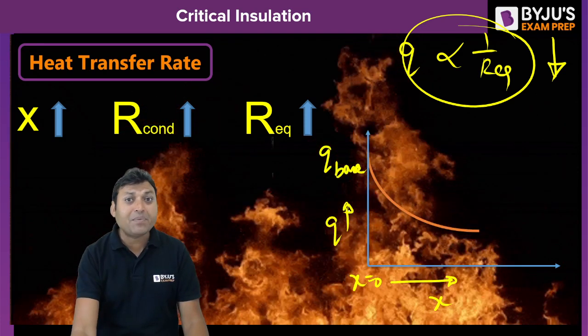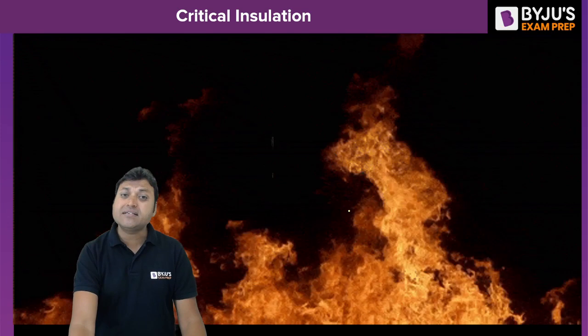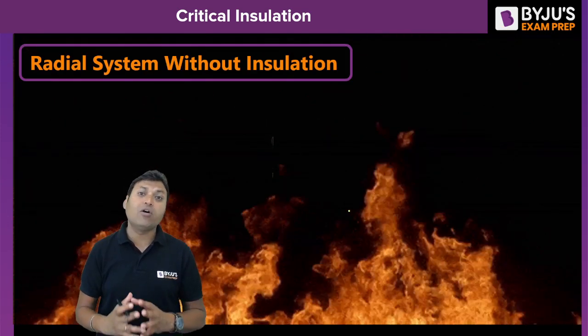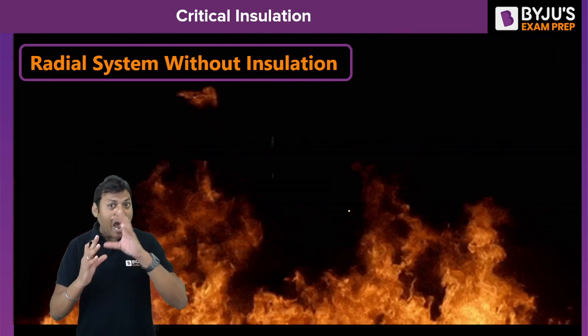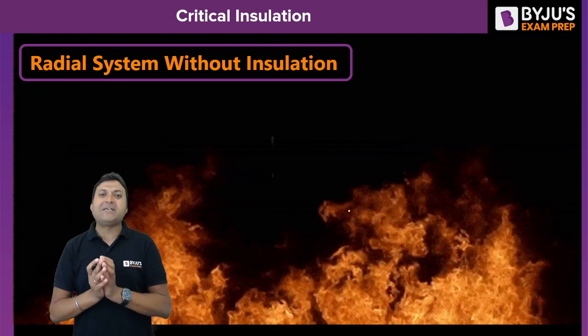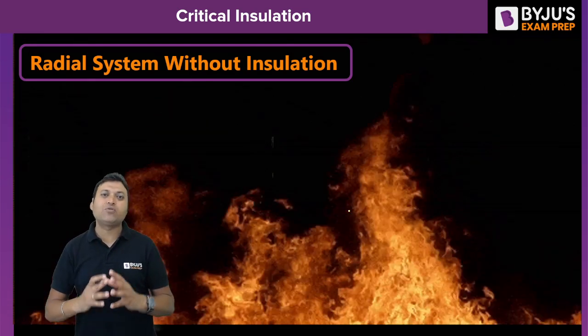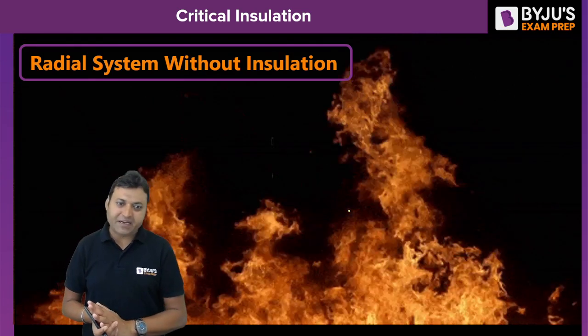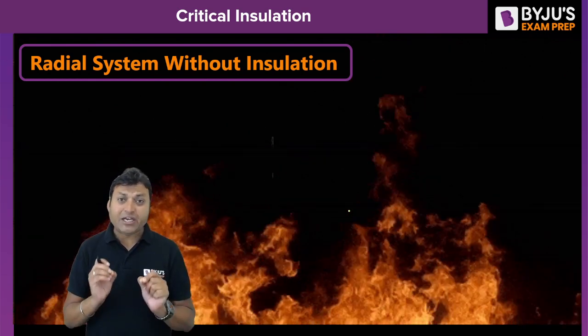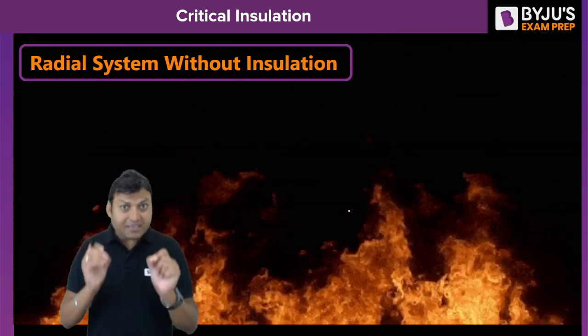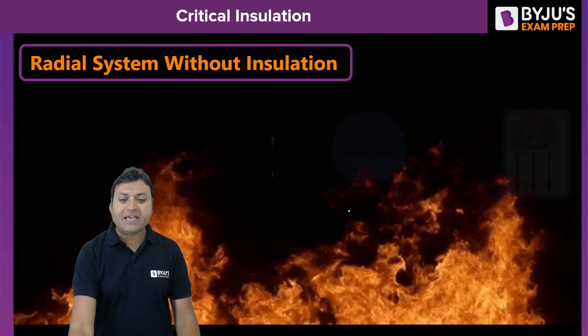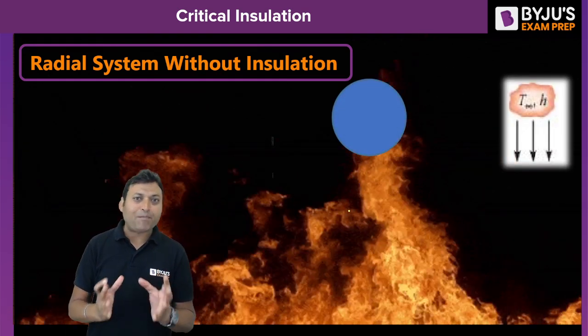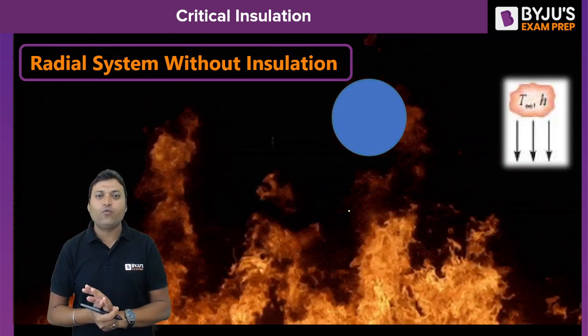But what happens to the radial system, like a cylinder or a sphere? When the outer surface of the radial system is insulated, we will try to find out the effect on the rate of heat transfer. But before that, we need to understand first that without insulation, what is going to happen or how the heat transfer rate will take place.